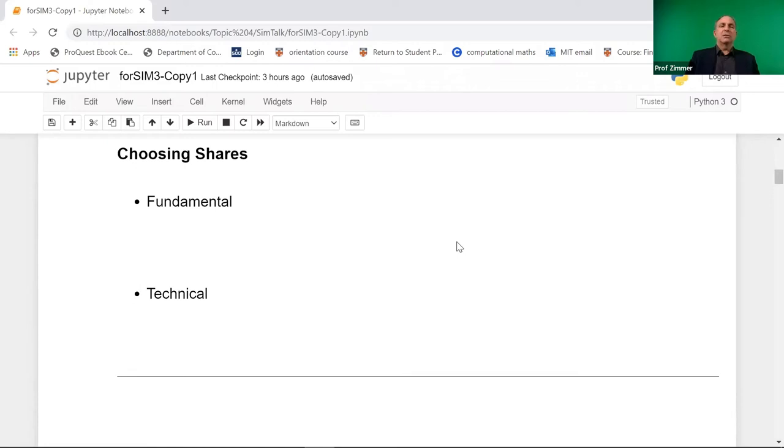Okay, so let's get to our subject. Right. Okay, choosing shares. There's a bifurcation in the way people evaluate shares. One is called fundamental analysis, and the other is called technical analysis.